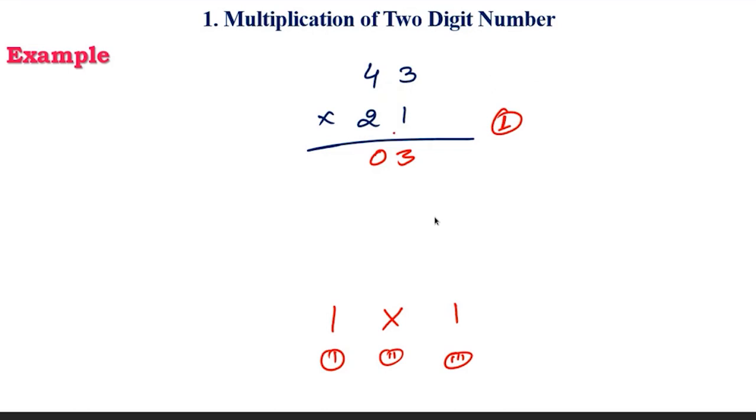And the next step, 4 into 2, 8, plus 1, 9. 903. Now look at this. You have to eliminate the steps. Okay.